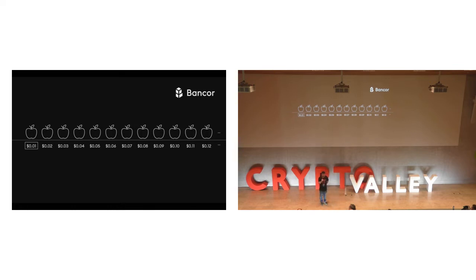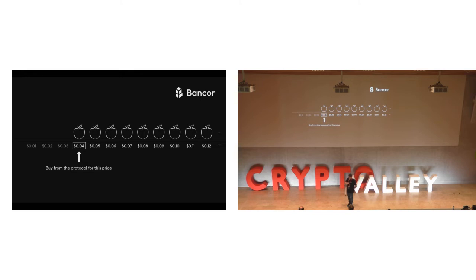But in this case, we're just going to say the first apple is worth 1 cent, right? The first customer that comes into your business and purchases the apple, you charge them 1 cent. But as soon as that apple's gone, the next apple is going to cost 2 cents. And so on and so forth. Fourth apple, 4 cents, fifth apple, 5 cents.